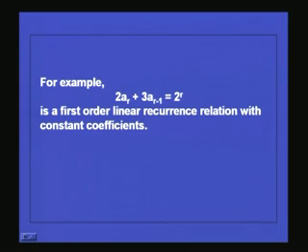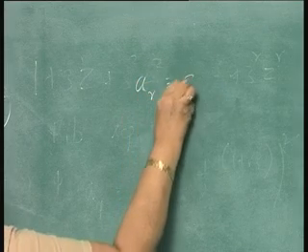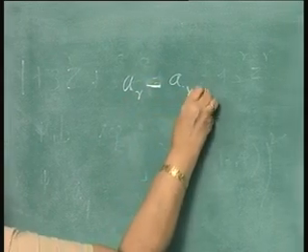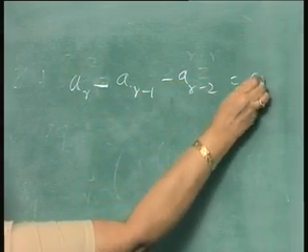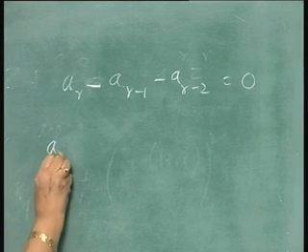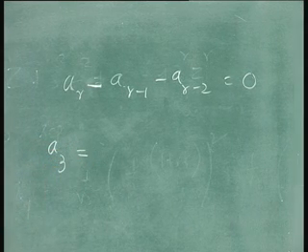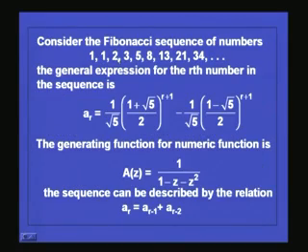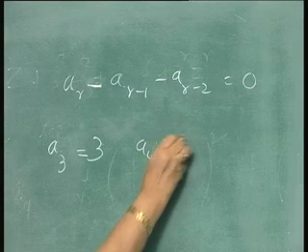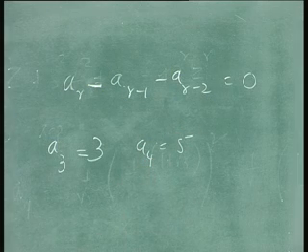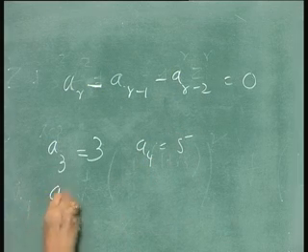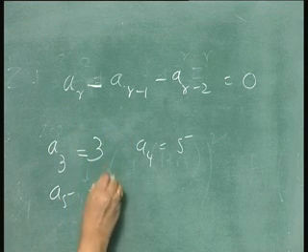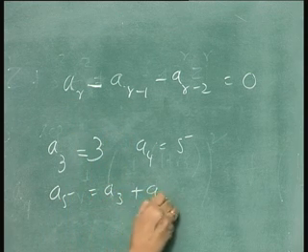For example, take the Fibonacci sequence, a_r = a_(r-1) + a_(r-2), which I will write as a_r minus a_(r-1) minus a_(r-2) is equal to 0. If I know that A3 is equal to, what is the value of A3 here? Look at the Fibonacci sequence: A0, A1, A2, A3 is 3, A4 is 5. Two values I have. A3 is 3, A4 is 5. From this you can find A5. A5 will be A3 plus A4, so that will be 8.